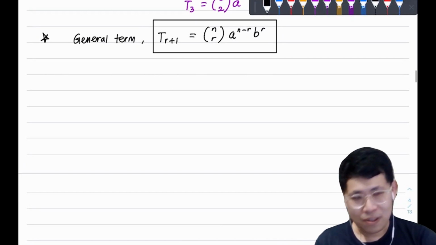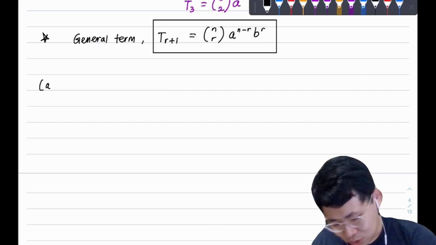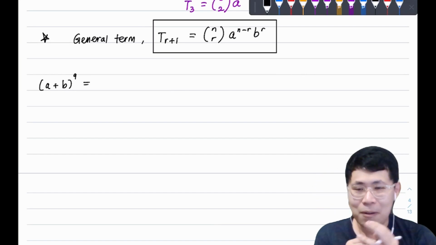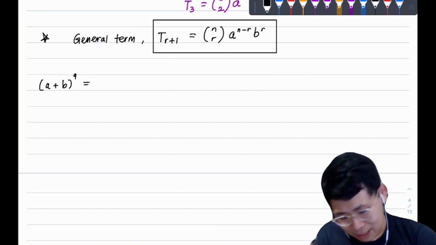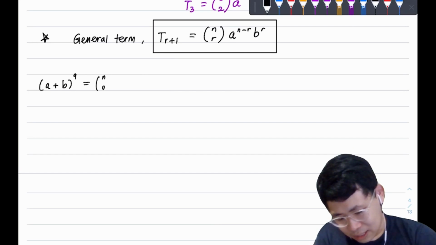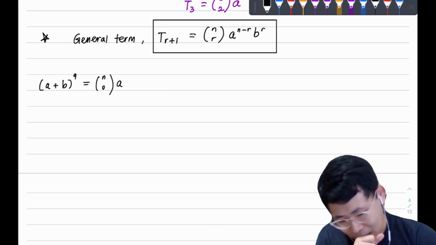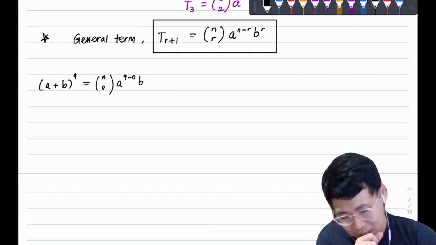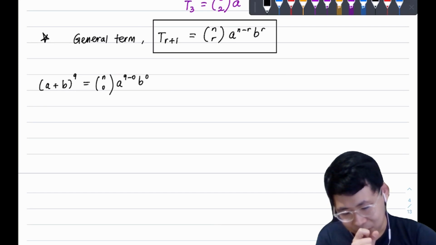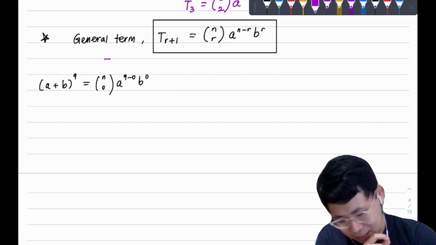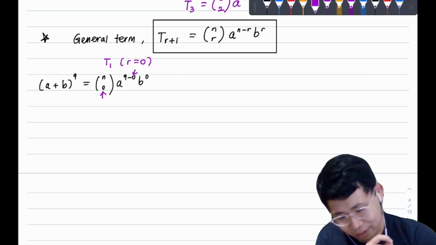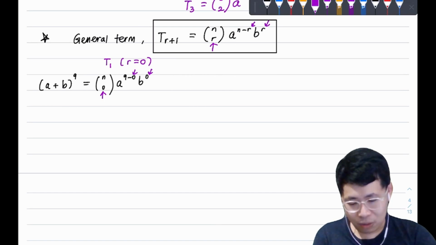So let's be itchy. I want to try to expand a plus b to the power of 9, and let's see how that works. So how would that work? This would be n choose 0. I'm going to start with 0, and go all the way to 9. So this would be a to the power of 9 minus 0 times b to the power of 0. For this one over here, this is the first term, and over here r is equal to 0. So r is 0, r is 0, r is 0. Do you see the position of the r? It's just an application of the formula over here.